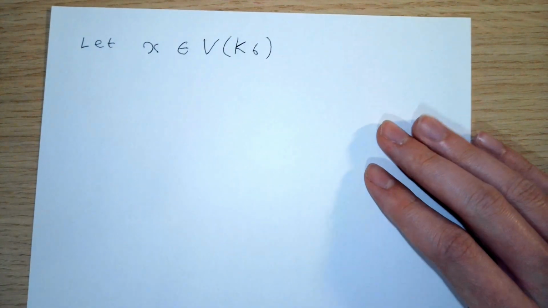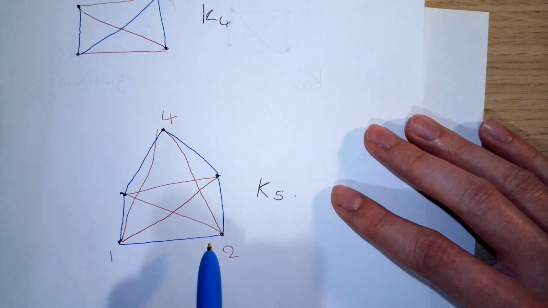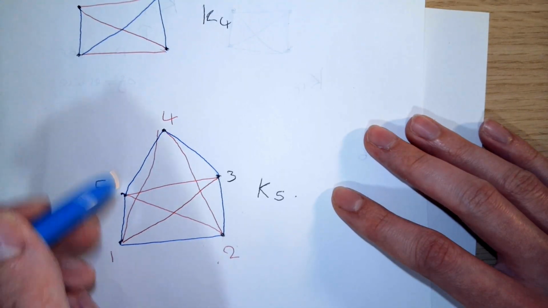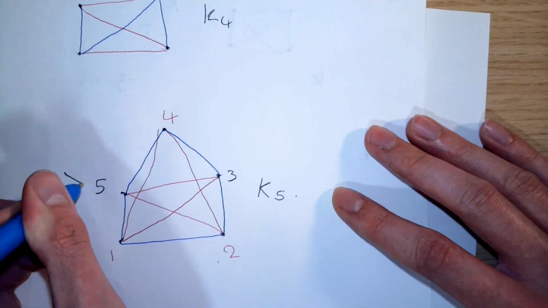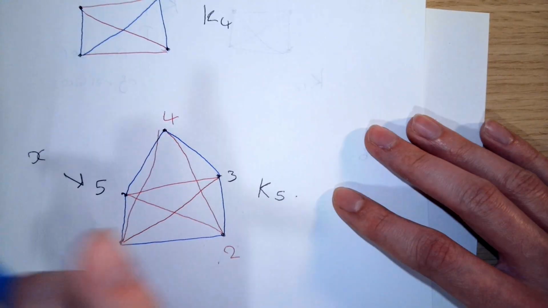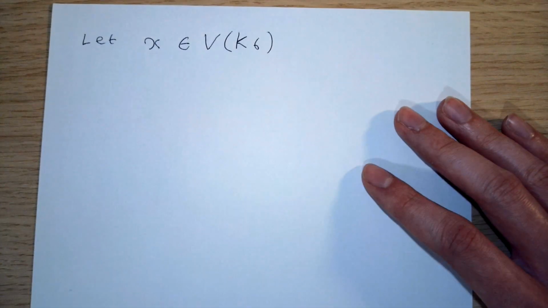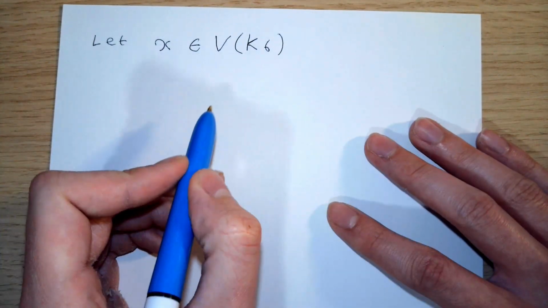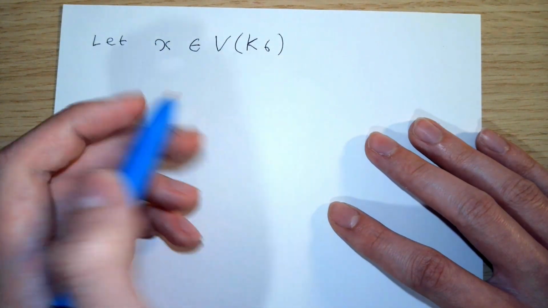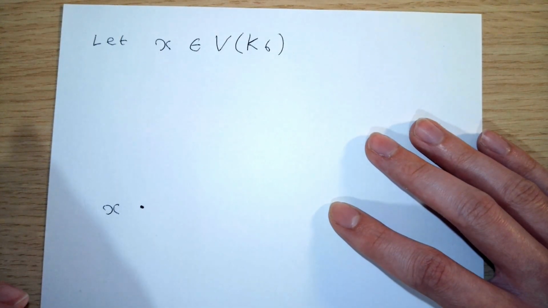We're going to look at one of these vertices, and we're going to call that X. So, for example, when we looked at the complete graph of 5 vertices earlier, I labelled the vertices 1, 2, 3, 4, and 5. So I'm just picking one of these vertices arbitrarily. So let's say I pick this one arbitrarily, and I'm calling it X. So I'm picking a random vertex on my complete graph on 6 vertices, and I'm labeling it X. Okay, so let X belong to the vertex set of the complete graph on 6 vertices. And I'm going to draw a vertex, and I'm going to call it X.